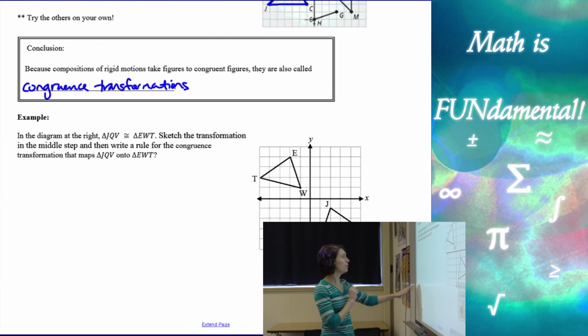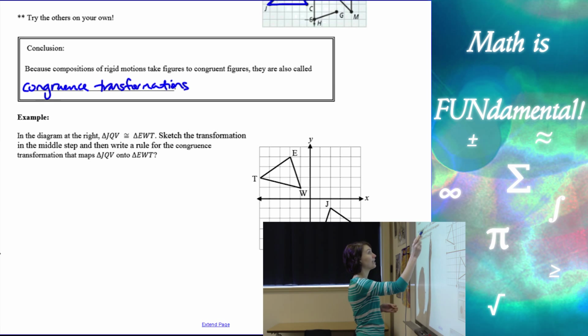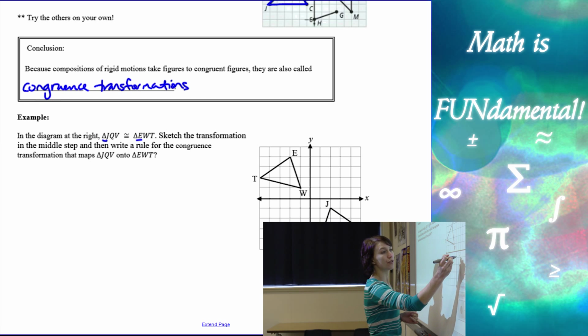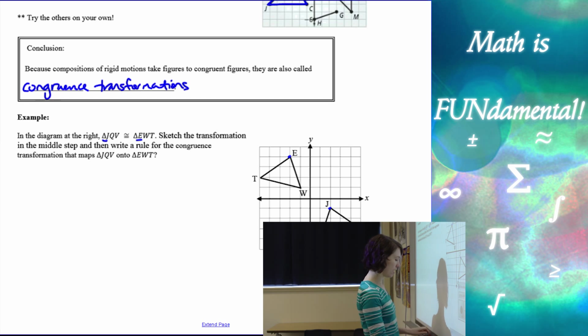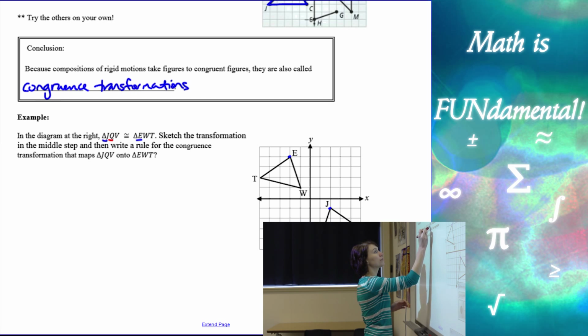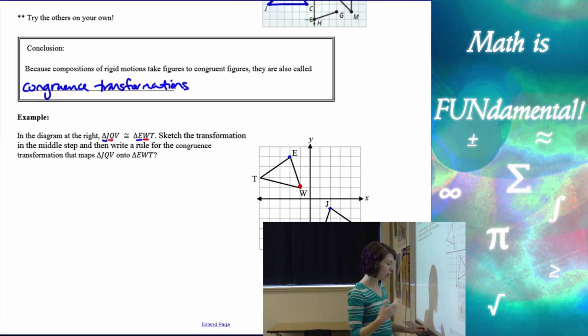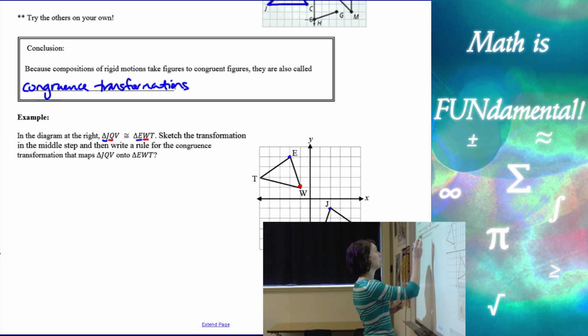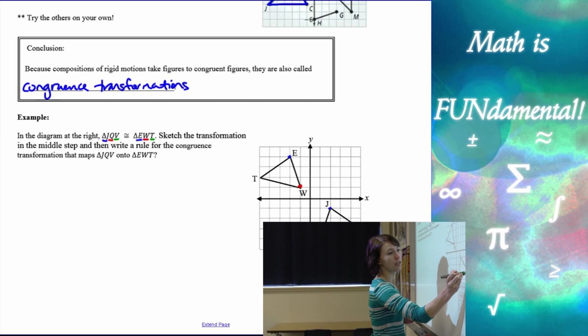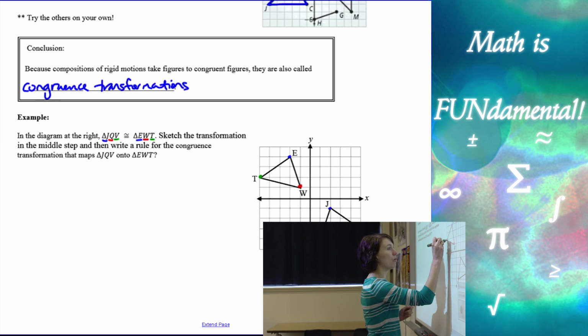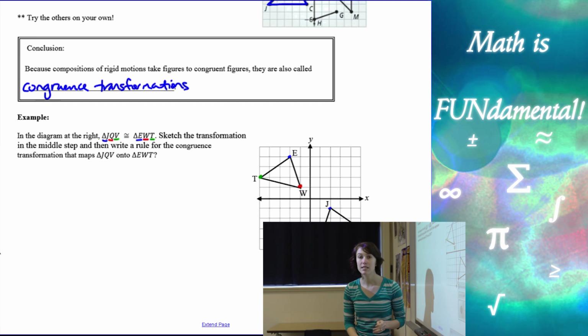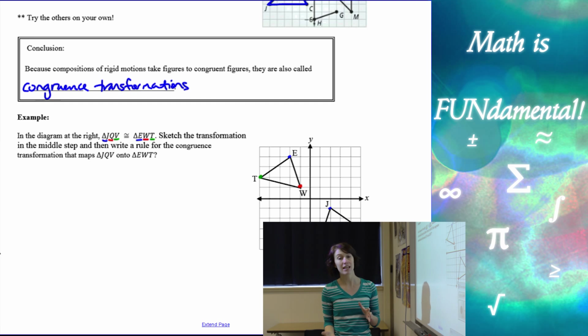All right, so last example. In the diagram at the right, we know that these two things are congruent, and it tells us which order. J corresponds to E, so J needs to go to E. And Q corresponds to W, so Q has to go to W. So kind of color coding these to make it a little easier to see. V goes to T, so V has to go all the way to T. And sometimes color coding helps see if there's a reflection or rotation that happened in there.